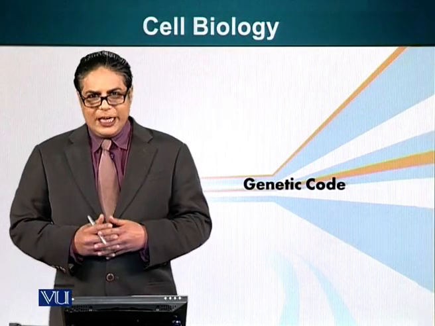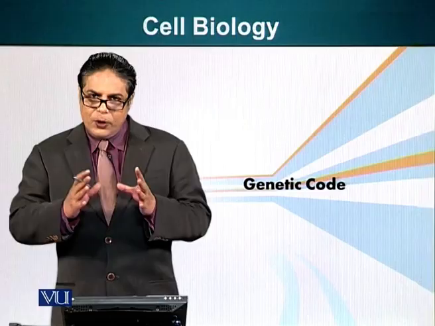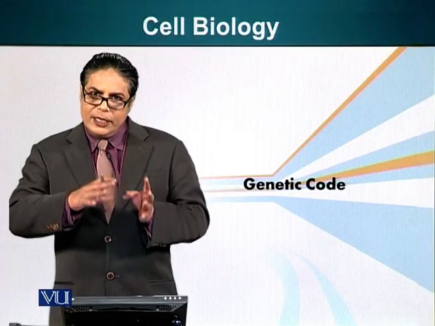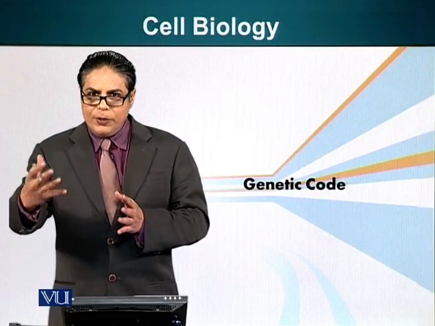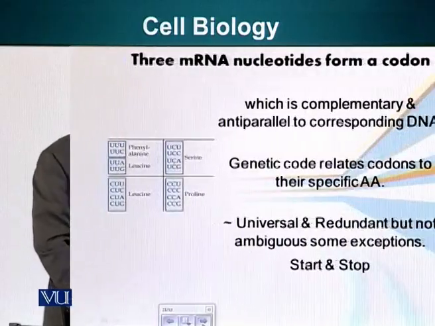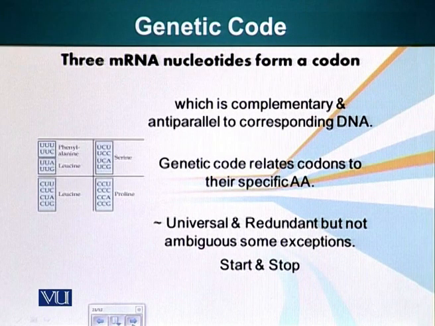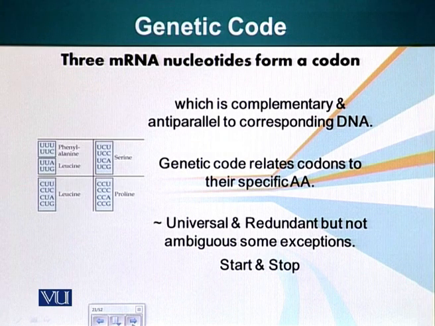Now let's talk about the genetic code. This is basically the code that translates the nucleotide information into the protein or amino acid information. There are three messenger RNA nucleotides that form a codon. These three nucleotides basically imply which amino acid will be placed in a particular protein at that region. This genetic code is complementary and anti-parallel to corresponding DNA.